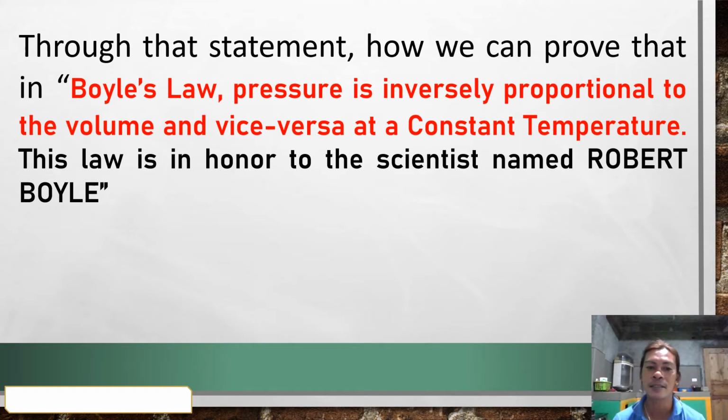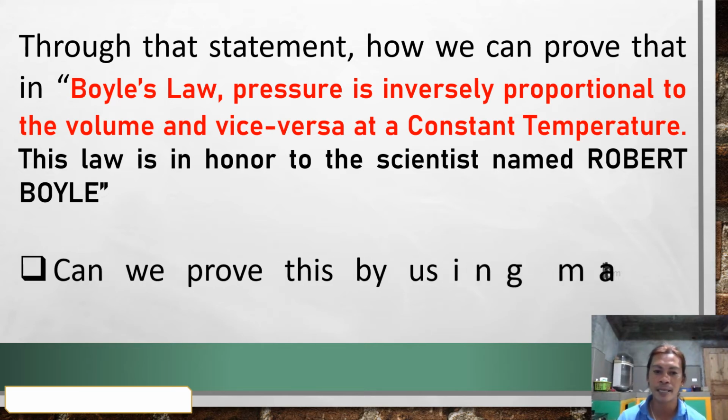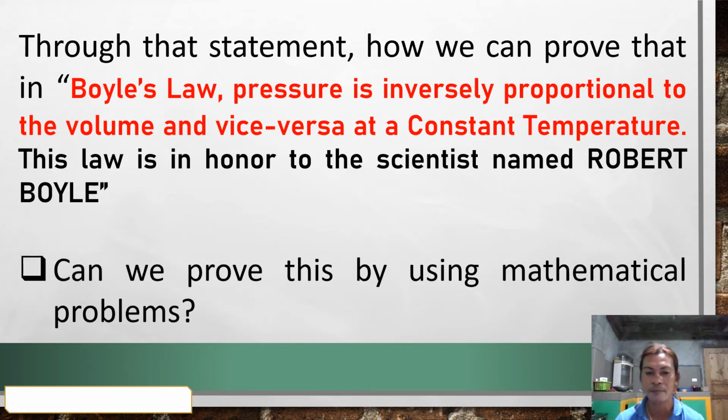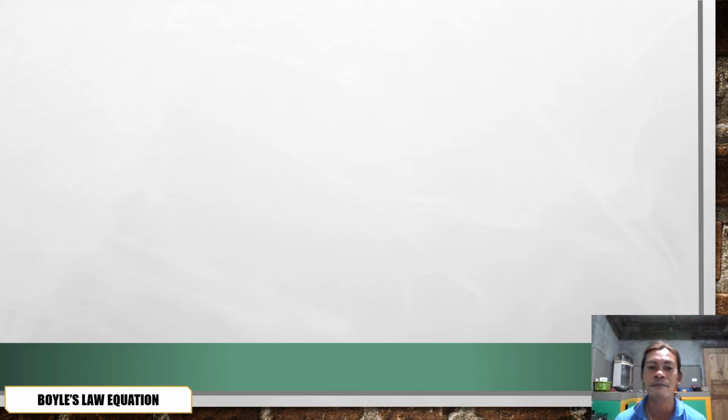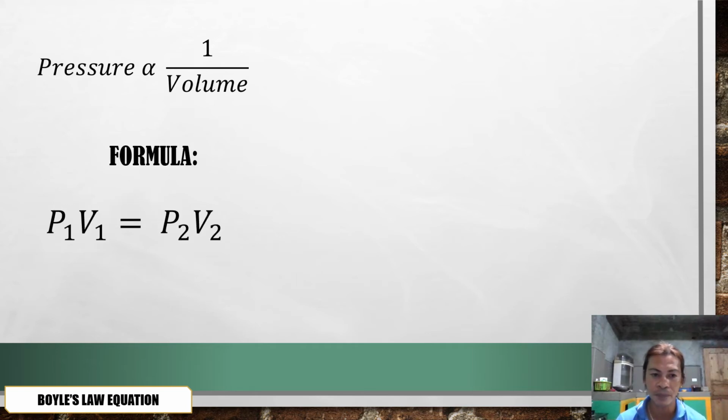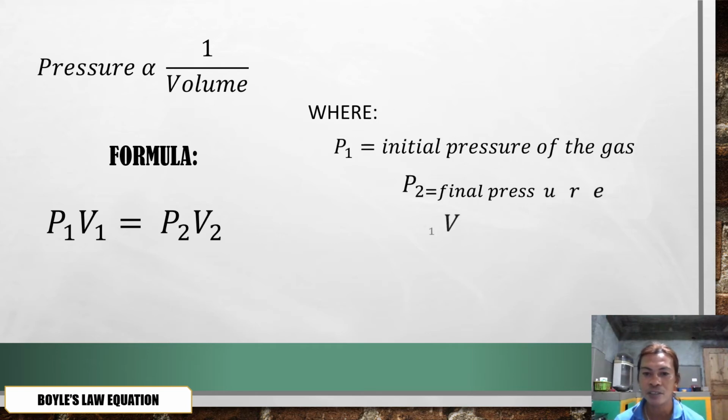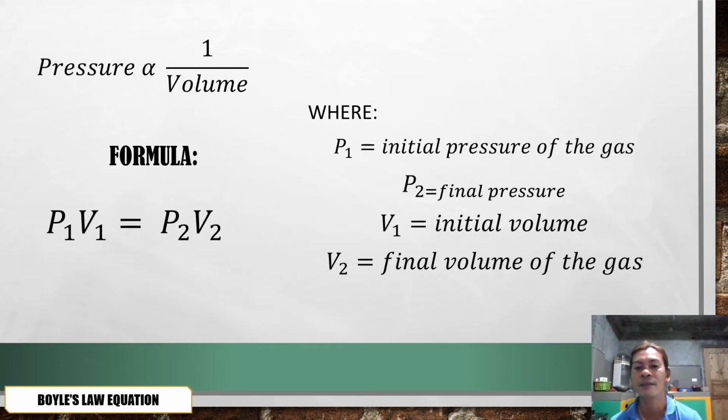This law is an honor to the scientist named Robert Boyle. Okay, can we prove this by using mathematical problems? Yes. So let's have first the formula to be presented here. Pressure is inversely proportional to the volume, and the formula is P1 times V1 is equal to P2 times V2, where P1 is the initial pressure of the gas, P2 is the final pressure, V1 is the initial volume, V2 is the final volume of the gas.